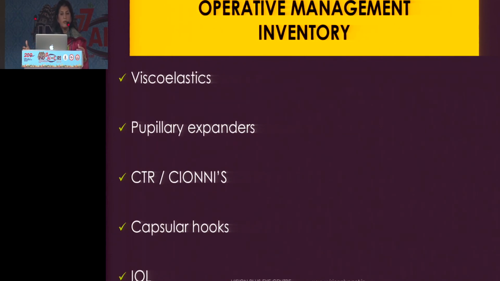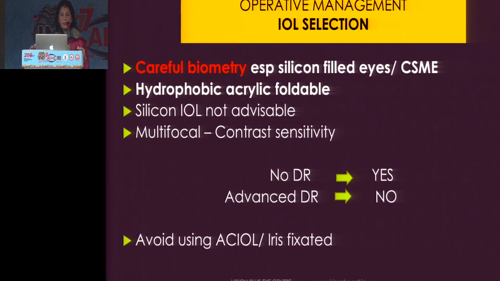In the OT, you have the viscoelastics which are required, like Viscoat. You have the pupillary expanders. You have a CTR available in case the zonules are weak. You may need capsular hooks and the right kind of IOL. The selection of the IOL, mostly we do like to go in for hydrophobic acrylic IOLs. And the biometry is very important, especially in patients who have silicone oil. Make sure that your biometry is correct. Again, as I said, multifocals should be avoided in such patients, and AC IOLs also.